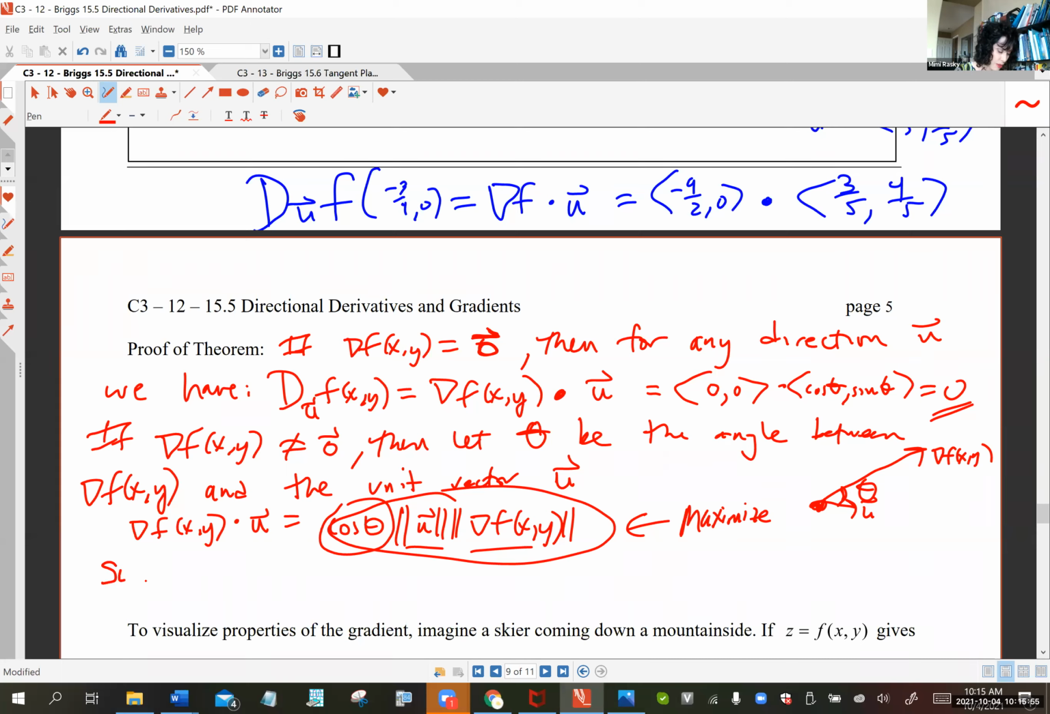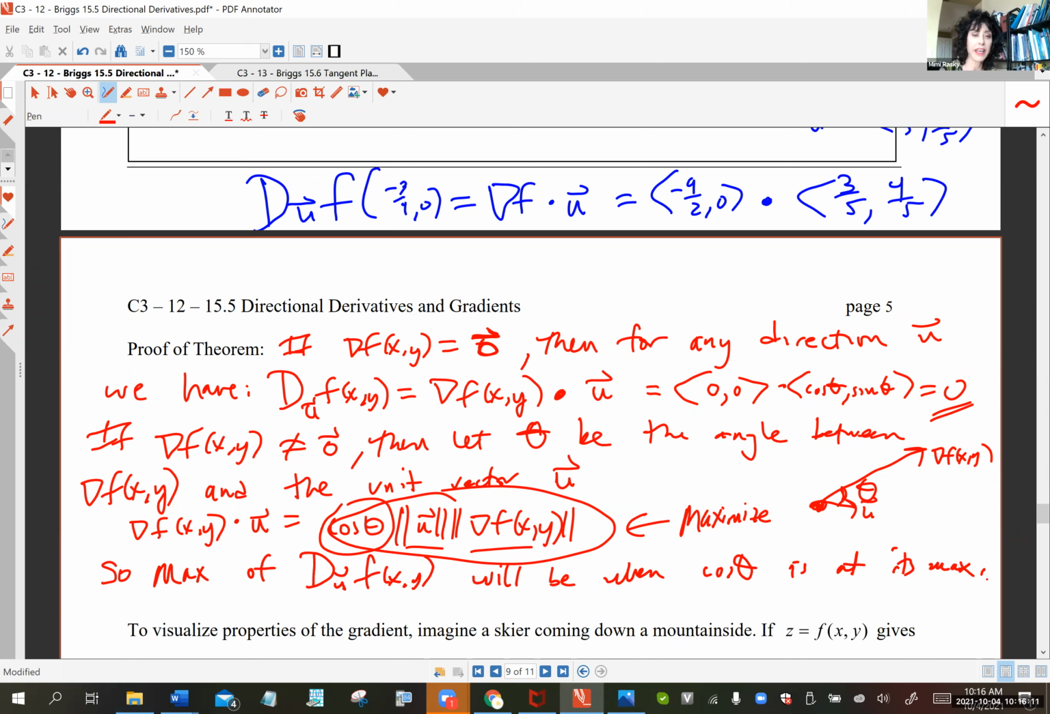Anybody know when cosine is maximum? So the max of this directional derivative will be when cosine theta is at its max, which is 1. That's the highest cosine can get. And what is the angle when cosine is 1? So cosine theta equals 1 means theta is equal to what? Anybody know? 0 degrees. Yeah, 0.